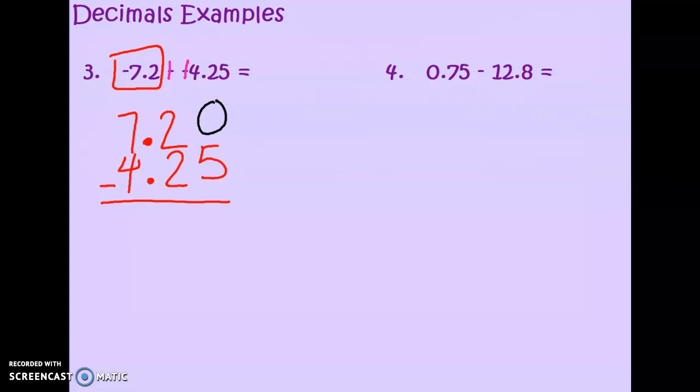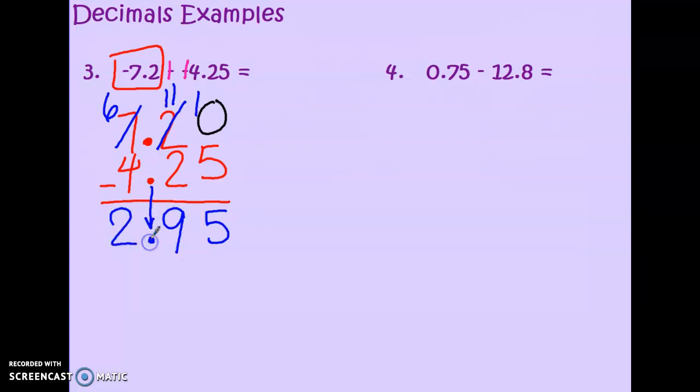I can't take 5 away from 0, so I have to borrow from the 2 and make it a 1. And this 0 becomes a 10. 10 minus 5 is 5. Now I can't take 1 minus 2, so again I have to borrow. Makes that 11. 11 minus 2 is 9. 6 minus 4 is 2. And I bring my decimal straight down. Now, because my bigger number is a negative, this answer is also going to be negative. So we've got -2.95.